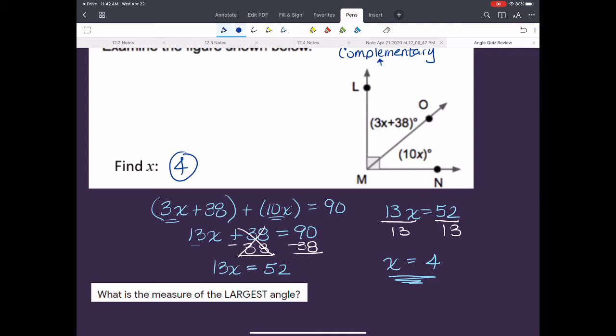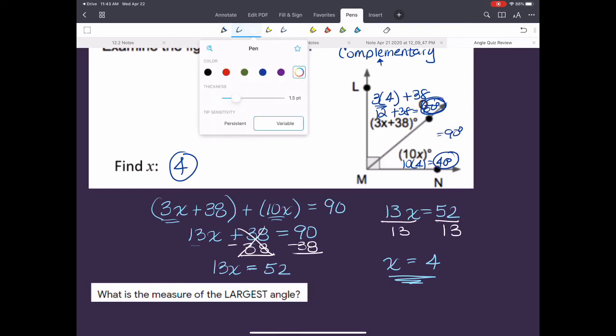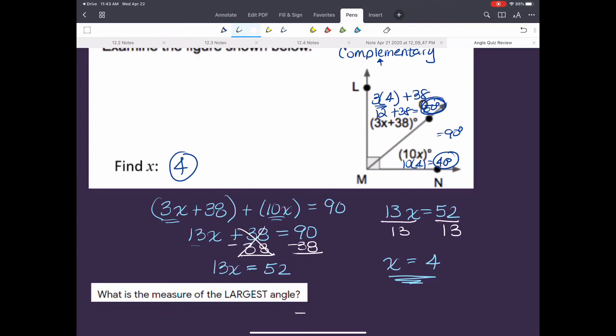But you're going to put in 4 for x. 3x does not mean 34. It means 3 times 4. So you got 12 plus 38 equals 50. And that seems to match up with the other answer. If we did 10 times 4, that's 40. And what does 50 plus 40 equal? Yep, that equals 90 degrees. So the measure of the largest angle is 50 degrees. That's all you had to do.